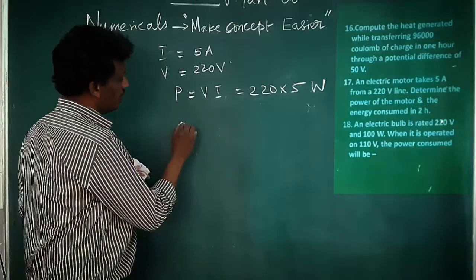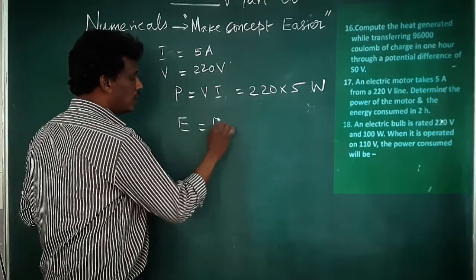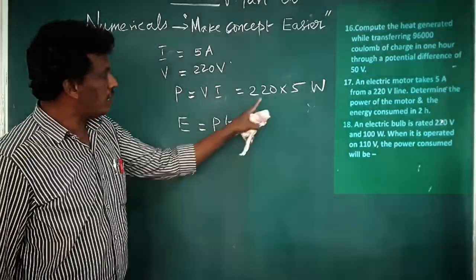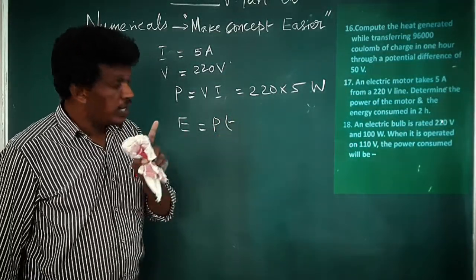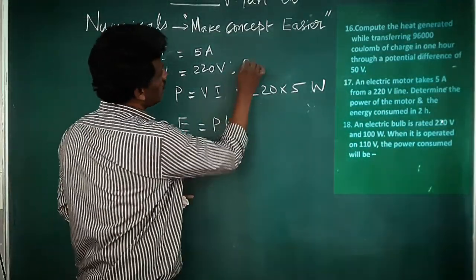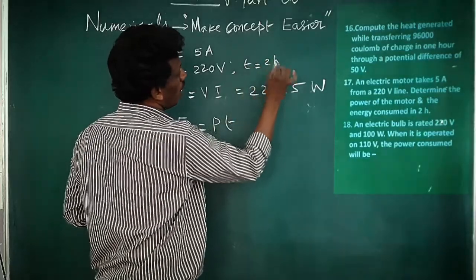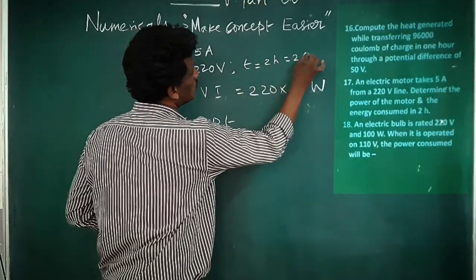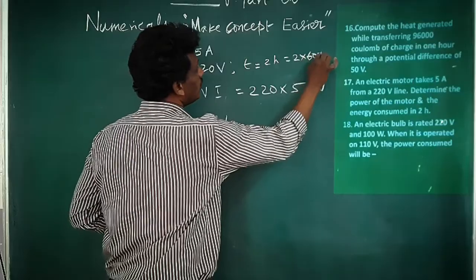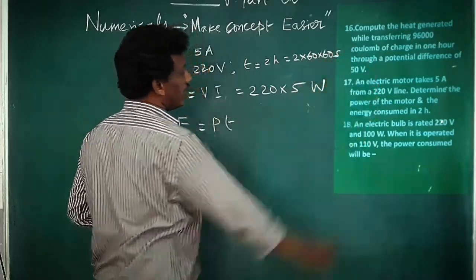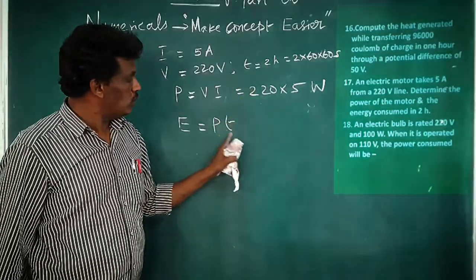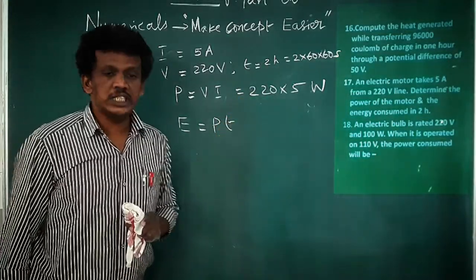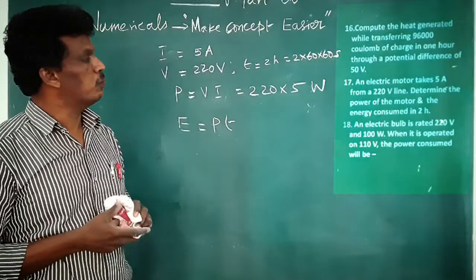Next, what are they asking? Energy consumed. How do we write energy? Power into time. Power you already got. Substitute the time. But a very important thing: the time is written as 2 hours, it should be written in seconds. So 2 into 60 into 60 seconds. Put the value of power and the time value, and you will get how much energy is consumed.